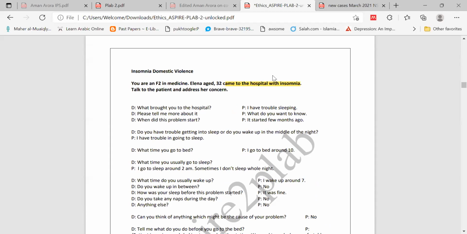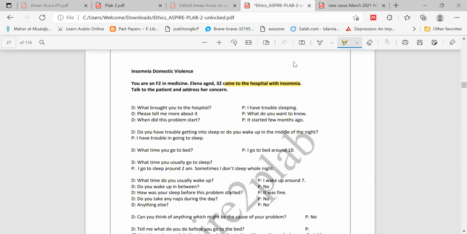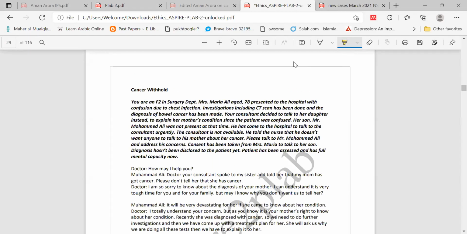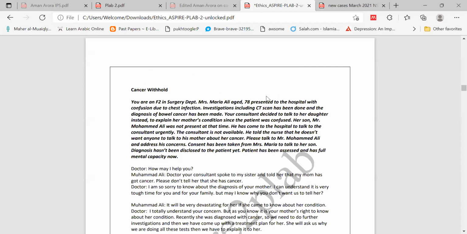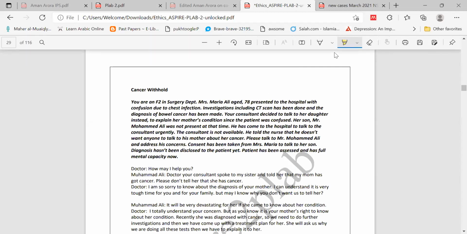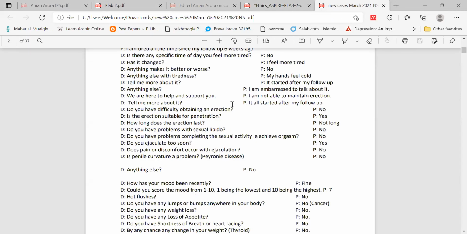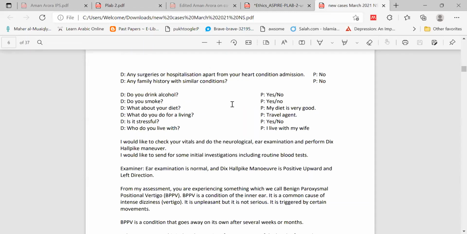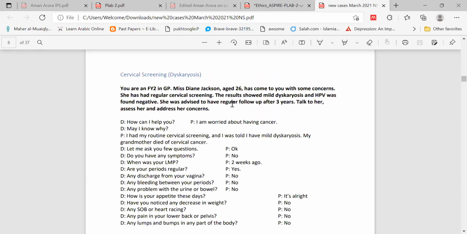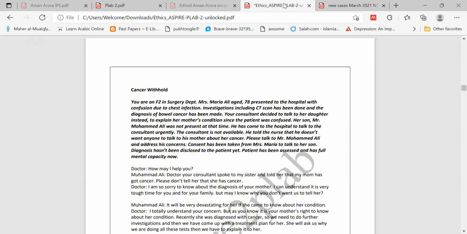So, you're standing out from everyone else who says, how can I help you? What brought you in? These lines, these are old. You have to upgrade your game for the exam. You have to change the approaches. Then, again, an interesting case, cancer withhold. I'll do this and then we'll shift to a few cases from this PDF if we have any good information, so you guys have an idea of the new cases as well.